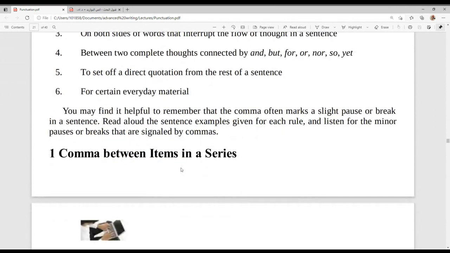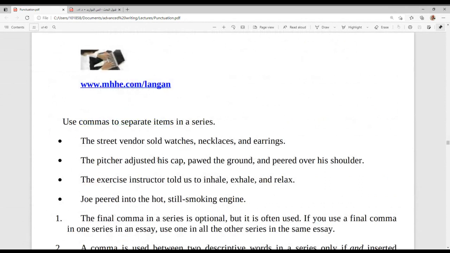Now, the comma between items in a series. I think the majority of us are aware of this usage. The street vendors sold watches, necklaces, and earrings. You see, here we are mentioning different items, so we have to use commas. In Arabic, we use wa. But in Arabic nowadays, some authors prefer to use the comma.